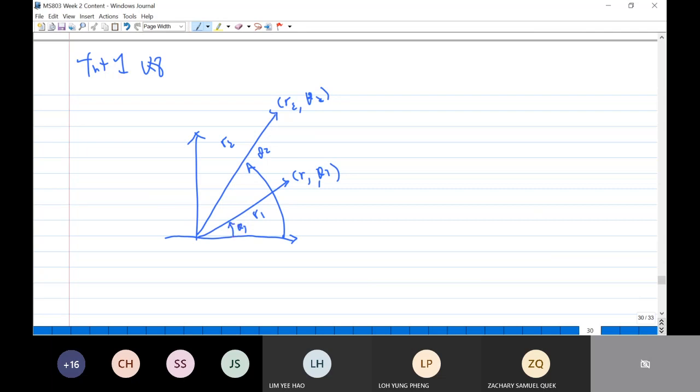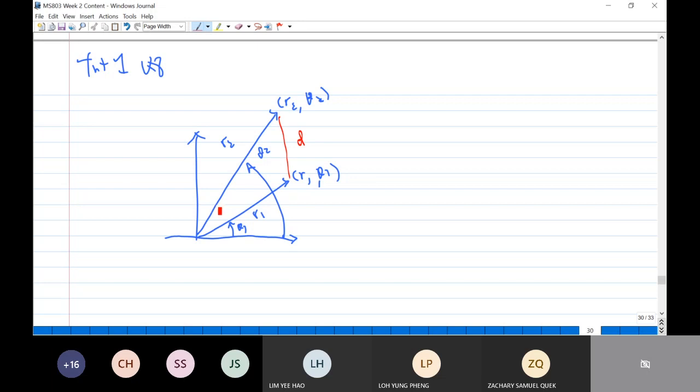So I want to find the distance between these 2 points. How to find the distance between these 2 points? This is the distance now. Straight line distance, right? So how to find d? The distance between 2 points, you can use that.